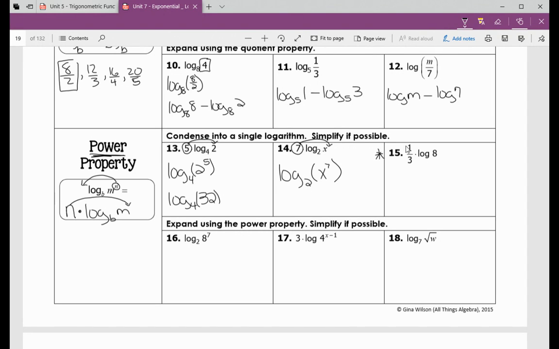So I have 1/3 as my exponent. So that would be log of 8 to the 1/3 power. Now, fractional exponents represent radicals. So the rule is if you have a number raised to any fraction, that becomes the nth root of that number. The denominator becomes the index of the radical. So in this one, our denominator is a 3. So I actually end up with the cube root of 8.